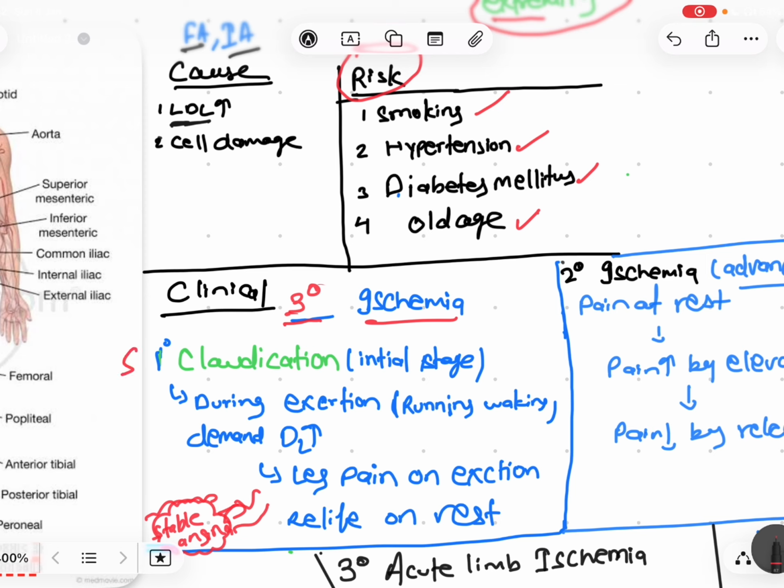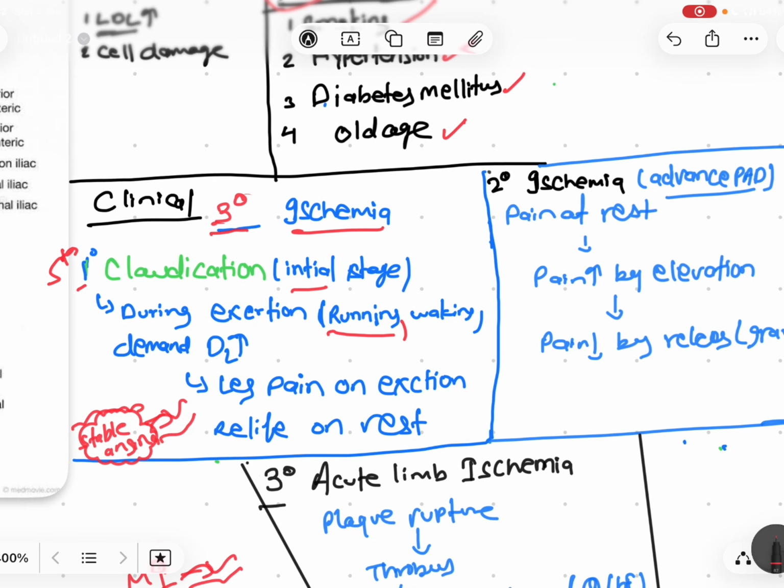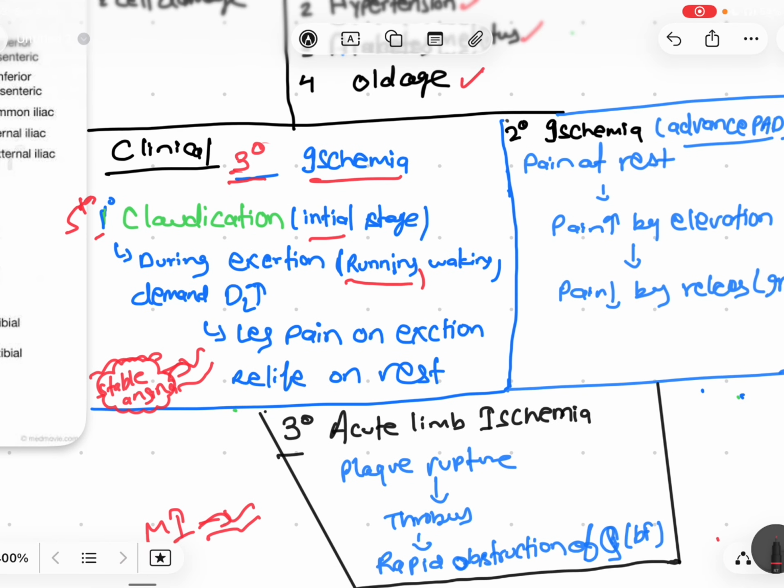In the first stage, claudication is shown. In the initial stage, claudication means pain during exertion of the lower limb. Exertion means exercising, walking, running. The demand for O2 increases at that time. So when we run and walk, the leg pain increases. And when we rest, the pain goes down. It is also compared with stable angina.